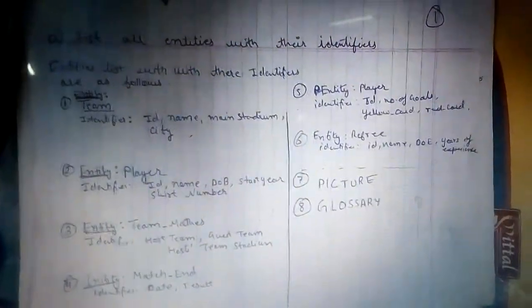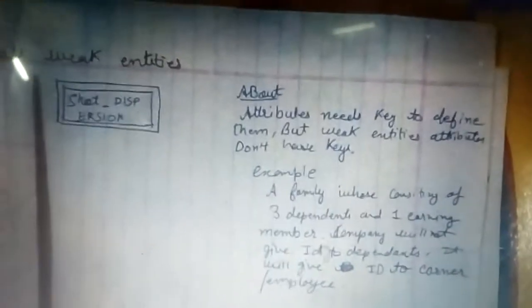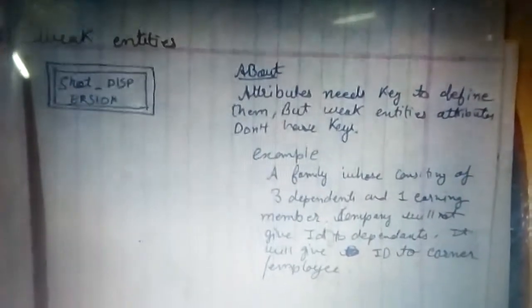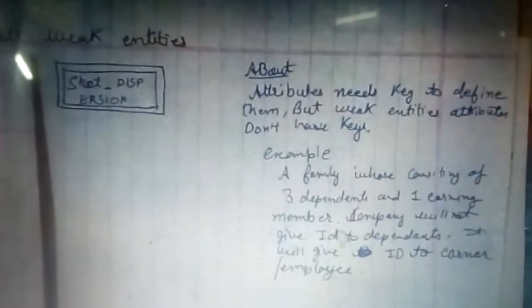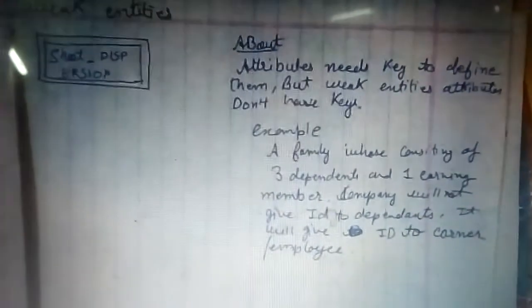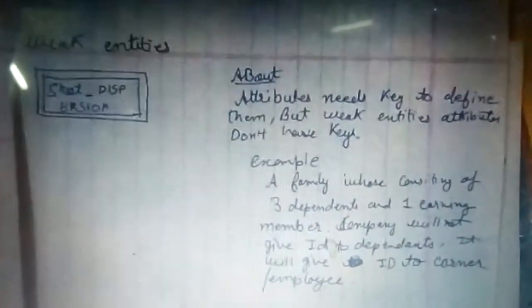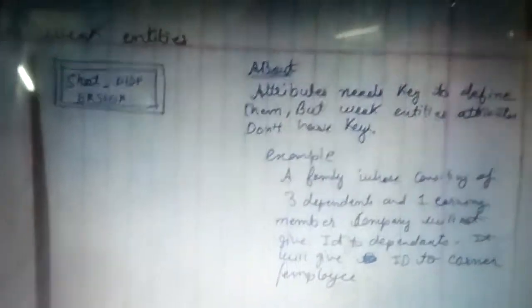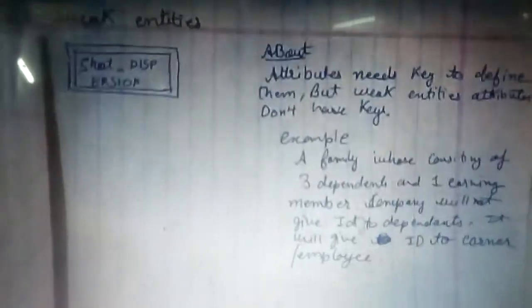I have listed all the entities as per the diagram that was given to us in the question in assignment number 2. Weak entity, as mentioned in the diagram, is shown with a double-lined box, a double rectangular box. From the question we found out that this is the weak entity. That was for question B.